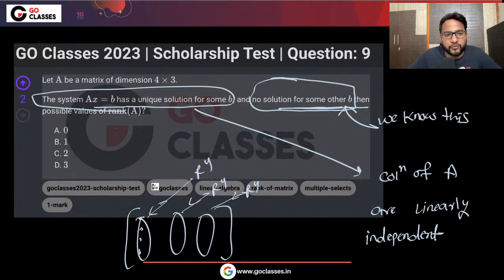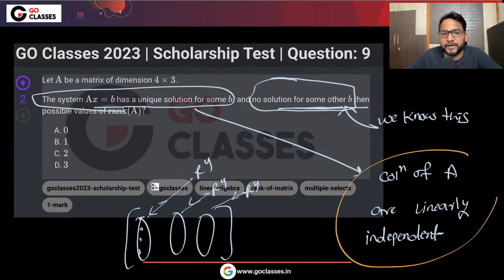Then the possible rank of A. See, they are saying that you have 3 vectors and all the vectors are linearly independent. Then what is the possible rank? The only possible rank is 3. So there should not be any confusion here.